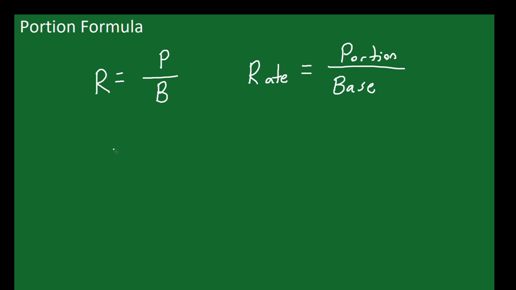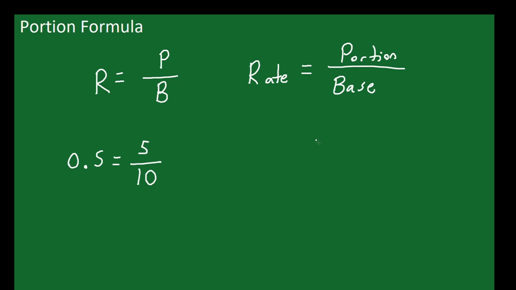So just to give you a quick example, if I have a portion that is 5 and a base that is 10, I'm saying 5 out of 10. And if you divide 5 over 10, you get 0.5. The rate is 0.5, 50%. This is saying 50% is what we have here. 5 out of 10 is 50%. So you can use this portion formula to help you solve depending on what it is you're looking for.